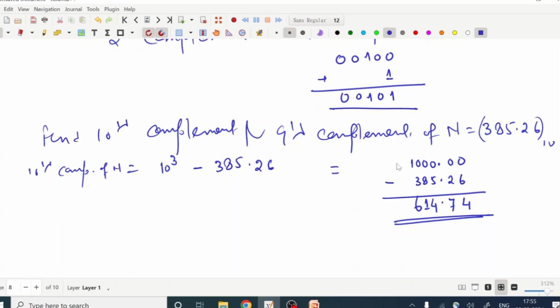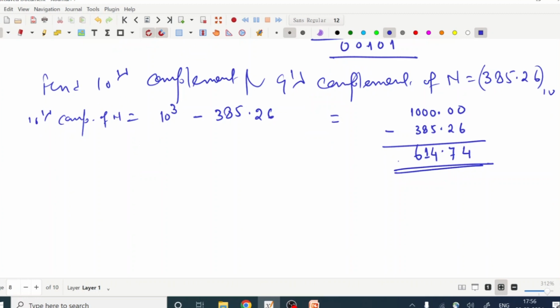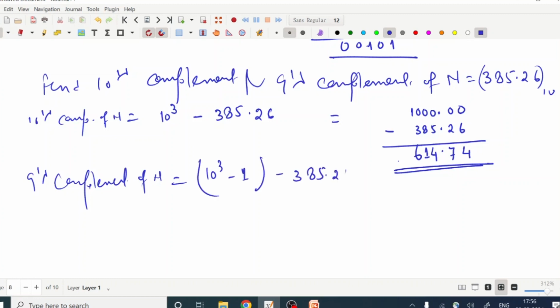Let us take how we compute the 9's complement. The 9's complement of n is equal to 10 to the power 3 minus 1 minus 385.26. We will find it by using 10 to the power 3 minus 1, that is 999.00, minus 385.26.